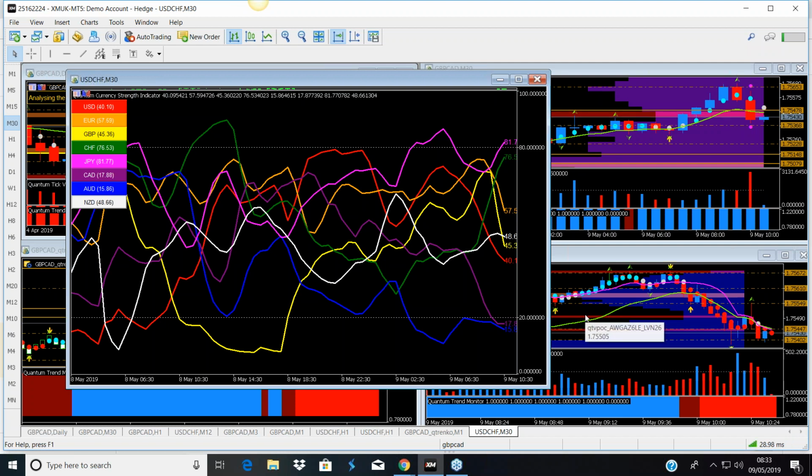New Zealand's kind of flip-flopping around, the white line in the middle there, so that's probably not moving very strongly anywhere on those time frames. And the Aussie's sort of flatlining down at the bottom there as well. That's kind of flip-flopping around. That will give you all the information you need.